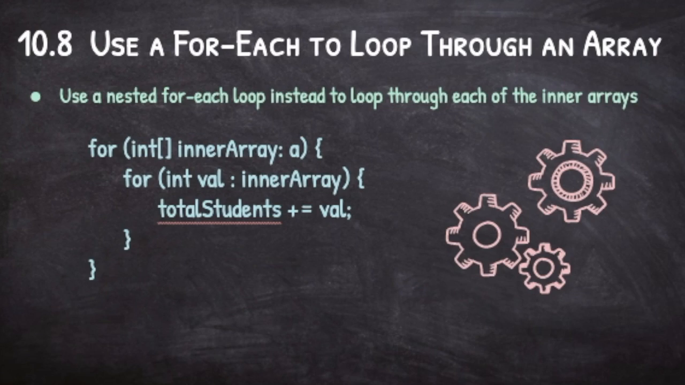10.8. Use a for each to loop through a 2D array. So just like with the 1D array, we can also use a nested for each loop to loop through each of the inner arrays in a 2D array. If you look at the code below in blue, it says that for each element in the inner array, which in this case would most likely be a row, and then for each value in the inner array, you would add a number to the number of total students. This way we would be able to count the total number of elements in an array.